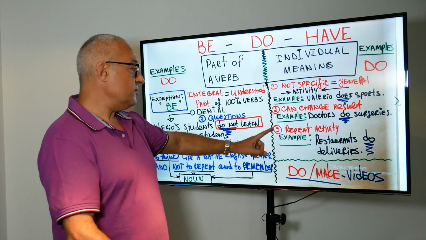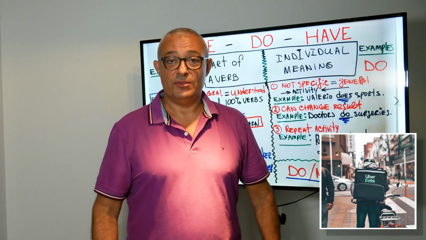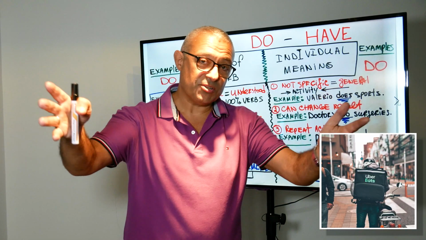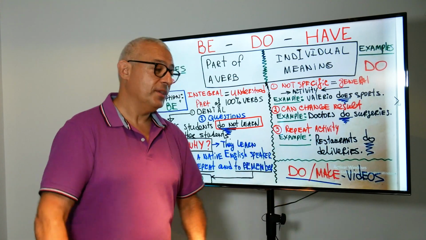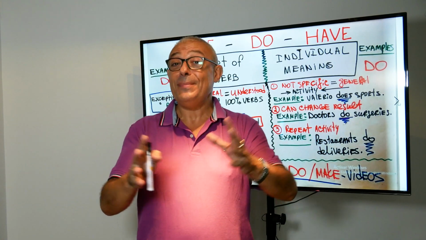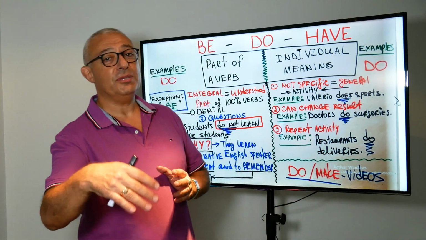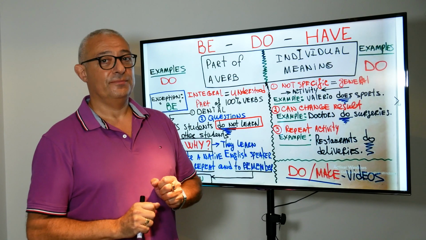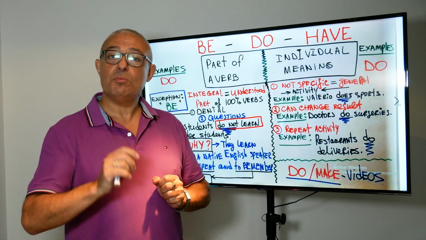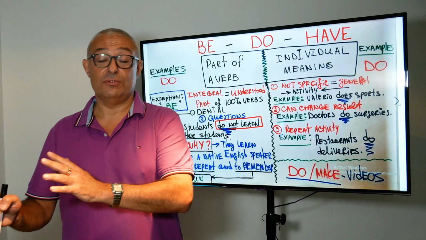Let's look at the third example. Restaurants do deliveries. Well, English teachers will now start laughing. I hope they don't fall off their chairs. They say, but restaurants make deliveries, they don't do deliveries. Well, I'm going to be agreeing with them a little bit, but not very much. Why? Because we will discuss the difference between make and do in another video.